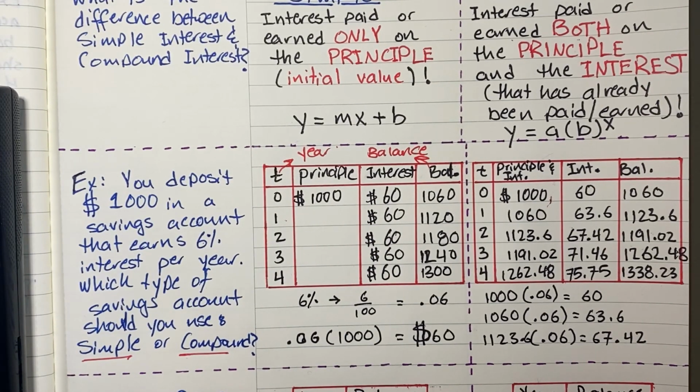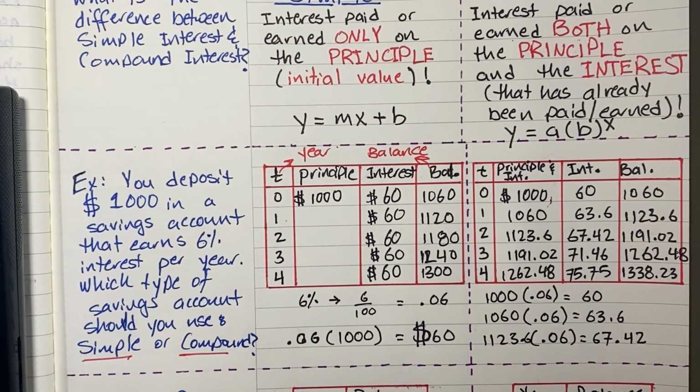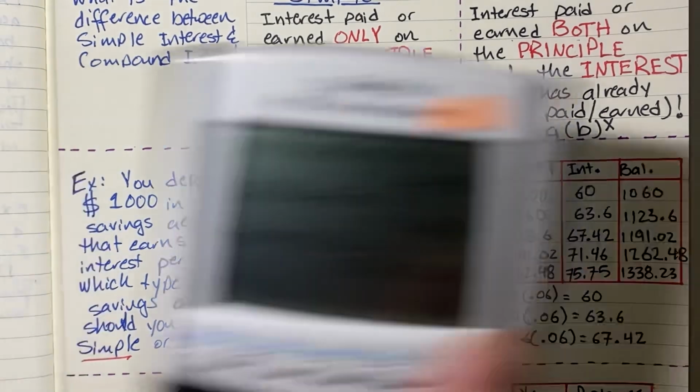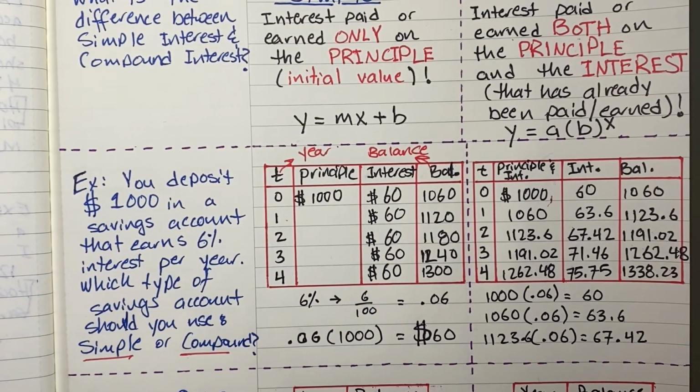Okay? So out of the two, which one would you choose, simple or compound? Well, obviously, I would choose the compounded interest because in the long run and in the short run, I'm going to make more money. Okay? So you've got to think about it like that. All right? Now, this pretty much does it for this specific type of example.